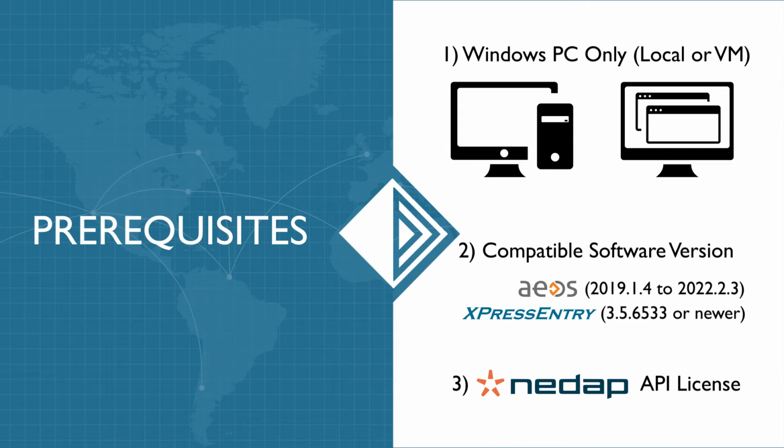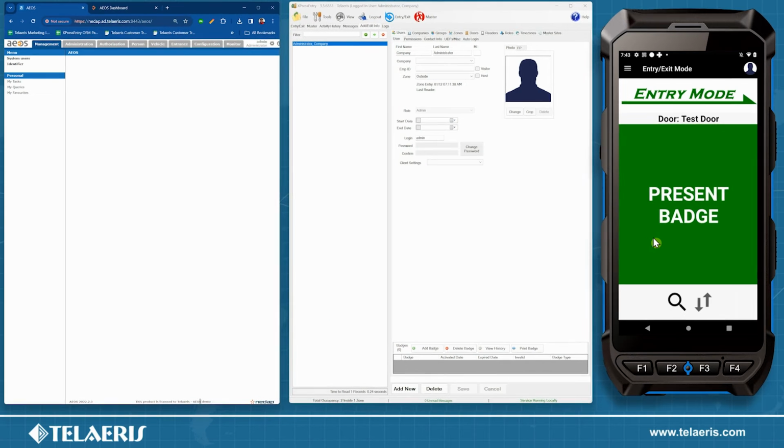Overall, Aeos must have the SOAP interface installed to obtain connectivity between them. The last thing that you will require is the Nedap API license, which is provided by Nedap themselves. This video assumes that, along with Aeos, you have already installed XPressEntry ahead of time along with the handhelds. If you have not done this, please look into our knowledge base at teleris.com and search for our documentation for installation. Let's go ahead and jump onto Aeos' system.